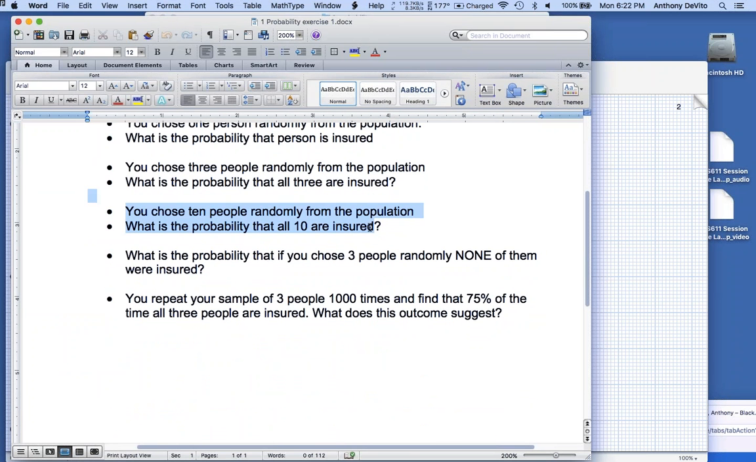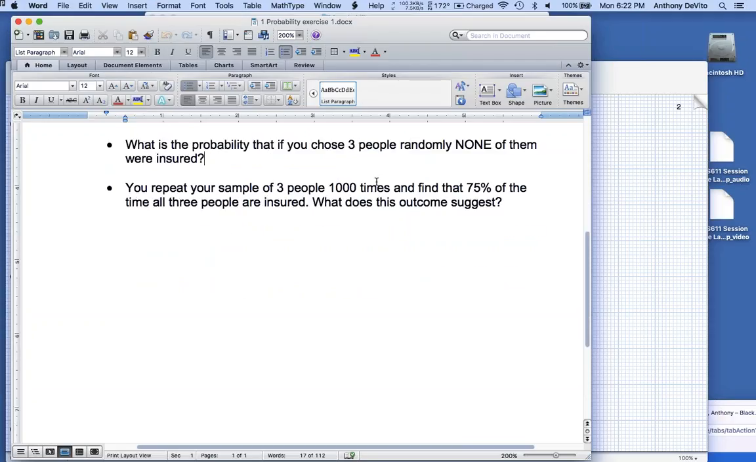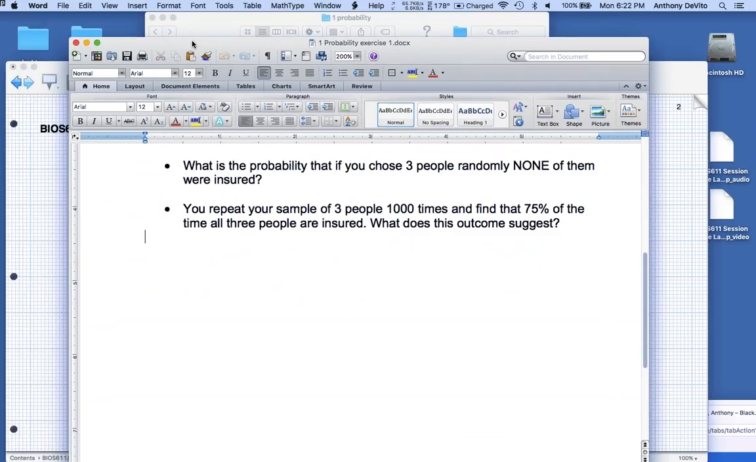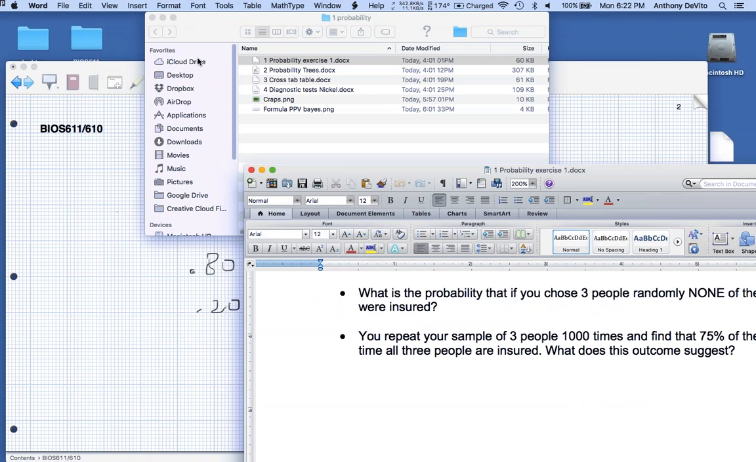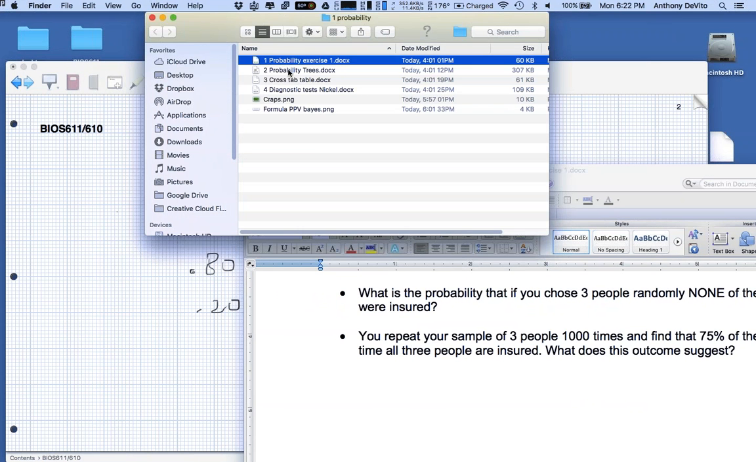Of course, you pick 10 people randomly from a population, and the probability that all 10 are insured is 0.8 times 0.8, and so on, so 0.8 to the 10th power. Probably you choose 3, and we're not randomly sure. We talked about that. And this we talked about as well. You did this 1,000 times, and we found that maybe it wasn't independent. That's a good test to see if it's independent or not. I'm going to open up this next file.